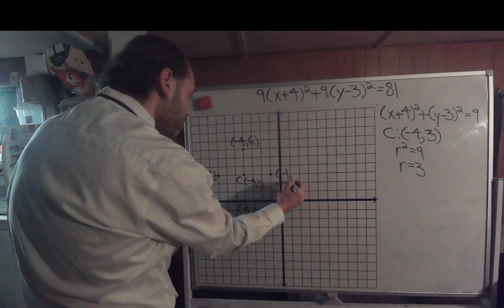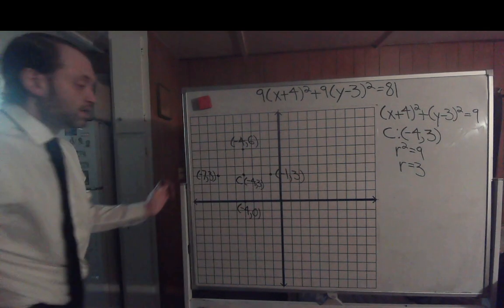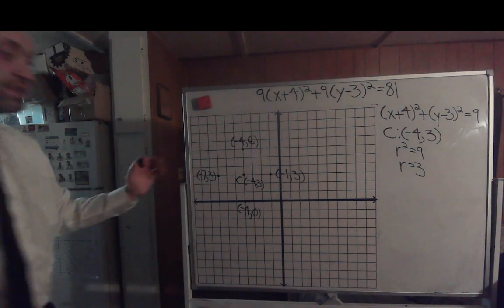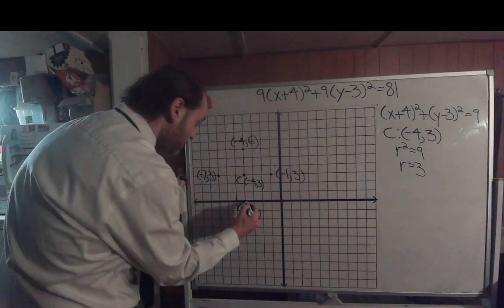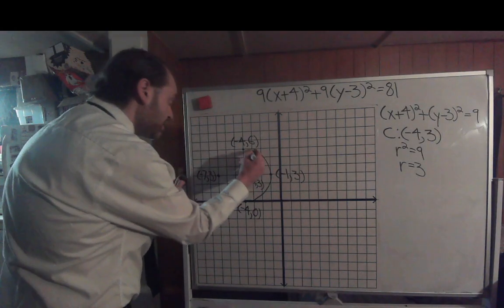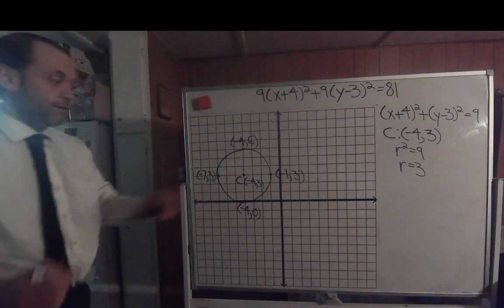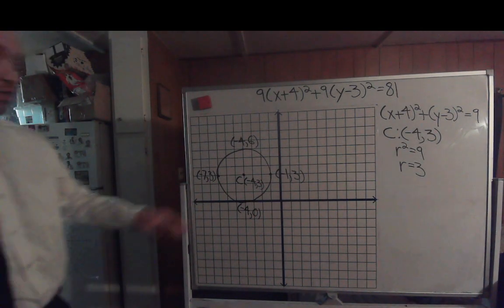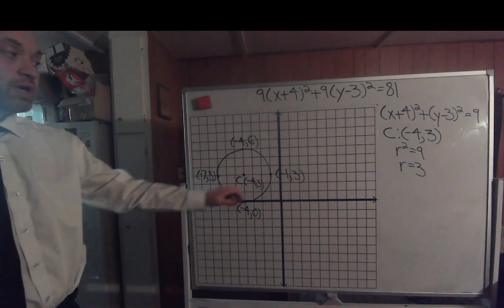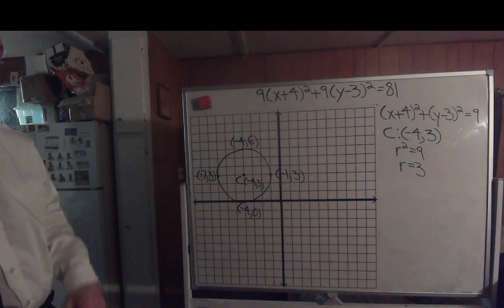So here's the coordinate negative 1, 3. So now we got 4 vertices and the center. Let's go ahead and graph this. And there you go. So there's your circle with center negative 4, 3 and your radius of 3.